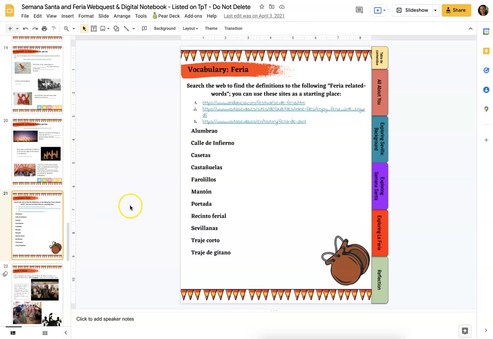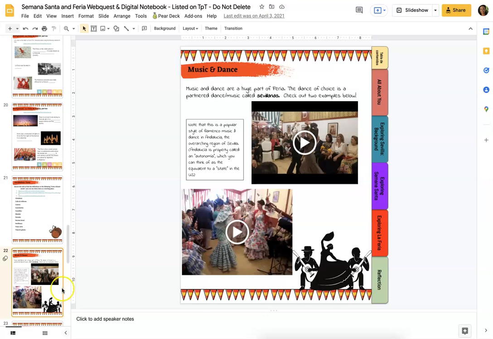Additionally, I love this one, vocabulary related to Feria. Some of it is dance related and related to the traje de gitano and the clothes they wear. Then the students actually get to see it in these videos when they play them. They get to see authentic realia of people dancing in their little casetas, and it's really cool.